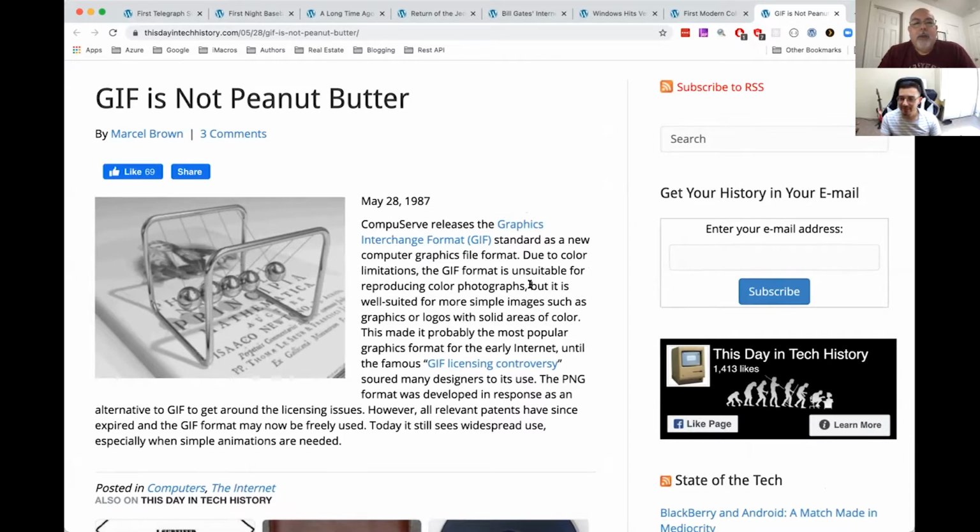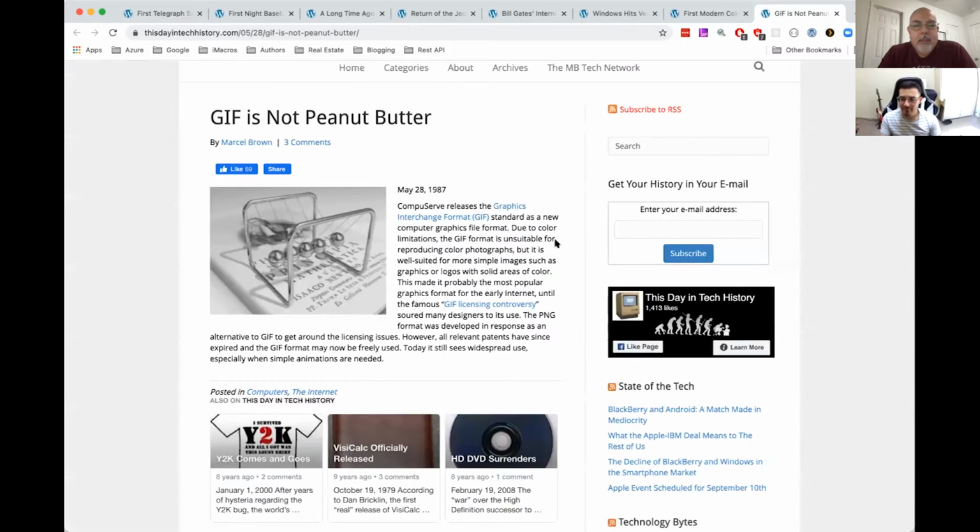So this is Graphics Interchange Format, which didn't last very long. What do you mean it didn't last? Yeah, it had some limitations. You couldn't reproduce color photographs. I don't think you can print a GIF file. And so what they had to do was produce the JPEG.